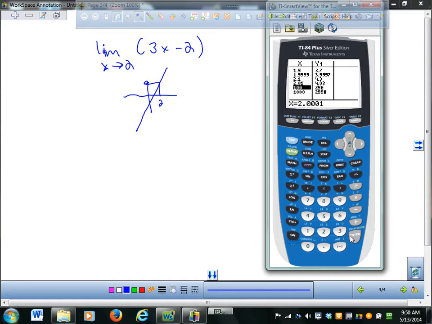Why can't you just plug in 2? And I should get, aha! Why can't I just plug in 2? I can, okay? But for a lot of functions, you can't just plug in 2.